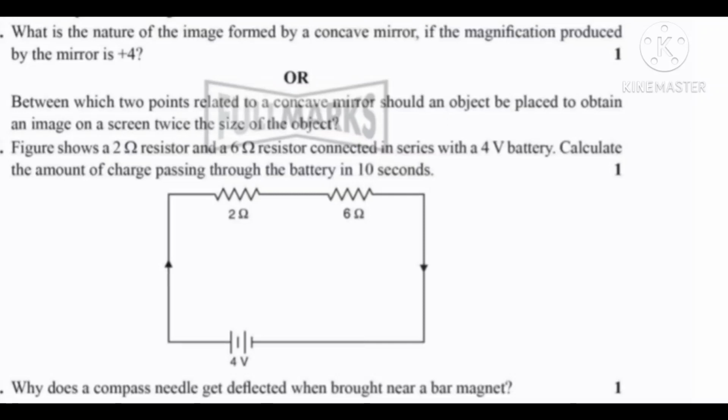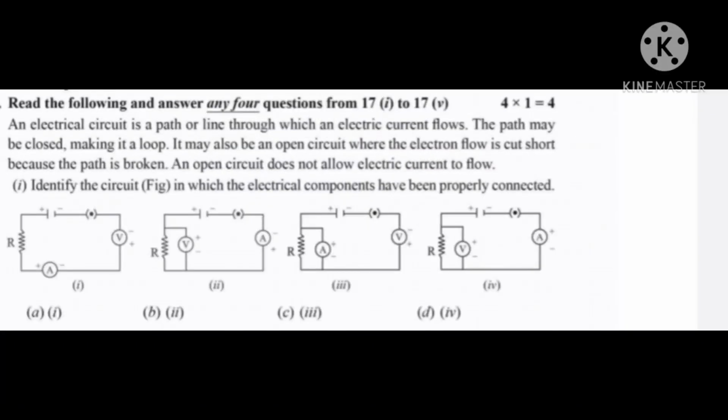Okay, now we will move to the next set of questions. So next is a case study based question, as you have seen in the last class also. A paragraph will be given, then you have to answer. 5 questions will be there, 4 you have to answer among them. So here it is given that an electrical circuit is a path or line through which an electric current flows. You know that. The path may be closed, making it a loop. It may also be an open circuit where the electron flow is cut short because the path is broken. An open circuit does not allow electric current to flow.